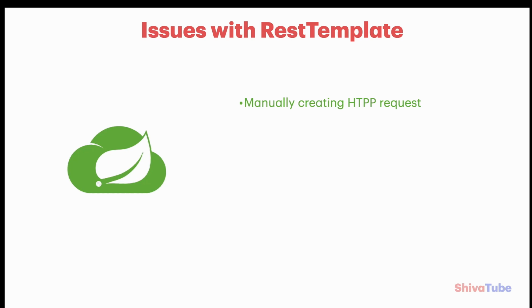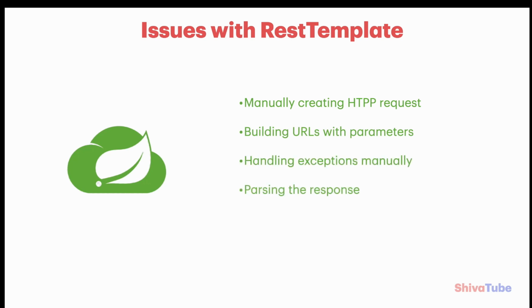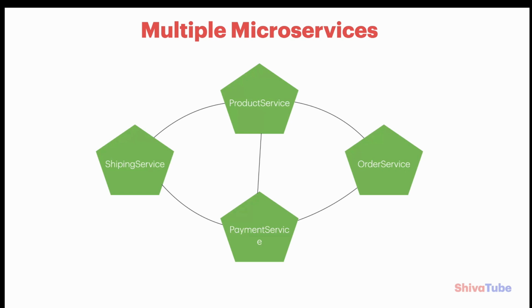So these are the issues with RestTemplate. You have to manually create the HTTP request. You have to build URLs with parameters, handle exceptions manually, parse the response, and write duplicate boilerplate code everywhere. Now multiply that by 10 or 15 microservices. What started as a clean architecture now turns into a mess. And one day, a developer forgets to set a timeout. The whole service hangs in production.